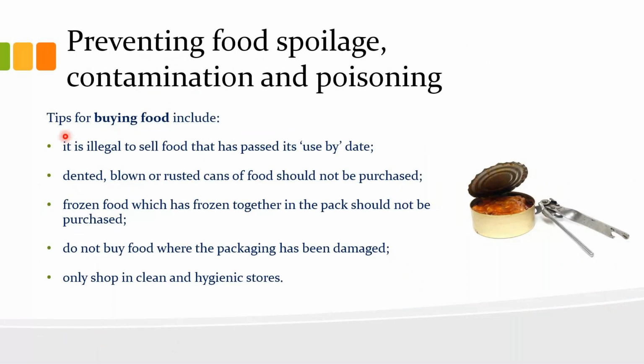If you want to prevent food spoilage and contamination and poisoning, this is a takeaway home message. It is illegal to sell food that has passed its use by date, so you have to check the date of manufacture and the date of expiry. Dented or blown or rusted cans of food should not be purchased. If you see any change or deterioration of the can itself, you don't buy this product.